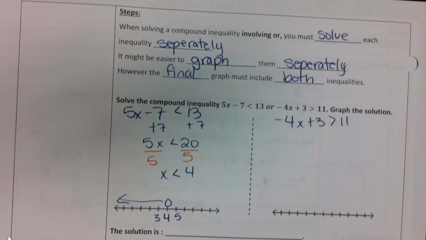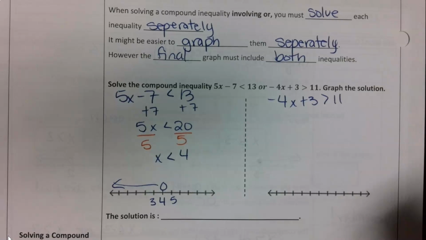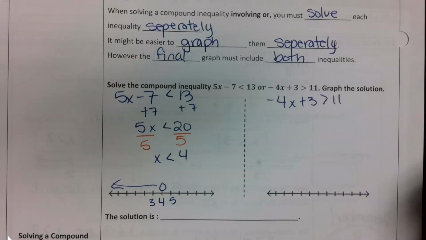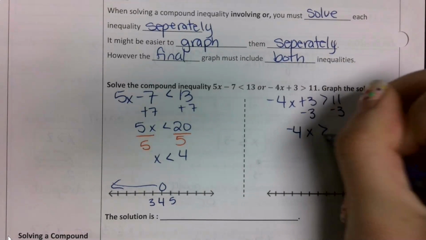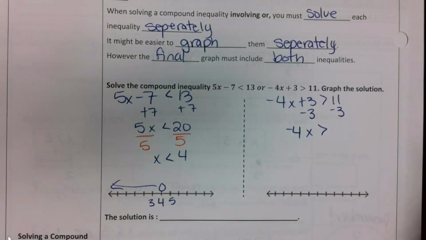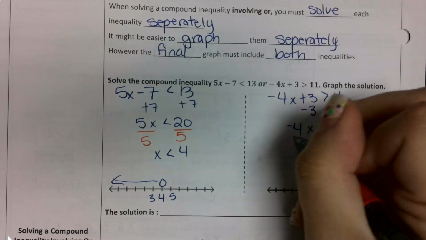Okay. So on the second inequality, what do I want to do first? Guys, what do I want to do first on the second problem? Okay, I'm looking at it. I want to subtract 3 on both sides. So I have negative 4x is greater than, what's 11 minus 3? Okay, then what do I want to do? Can you wait a little bit for me to finish this problem?